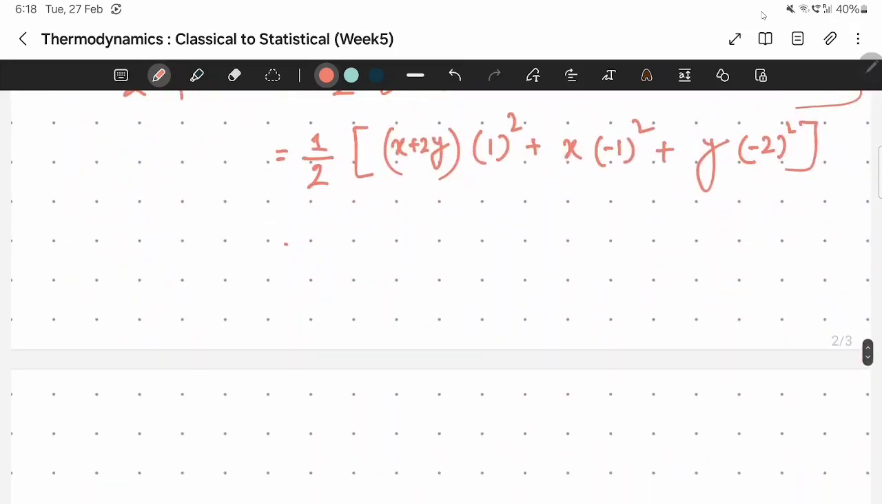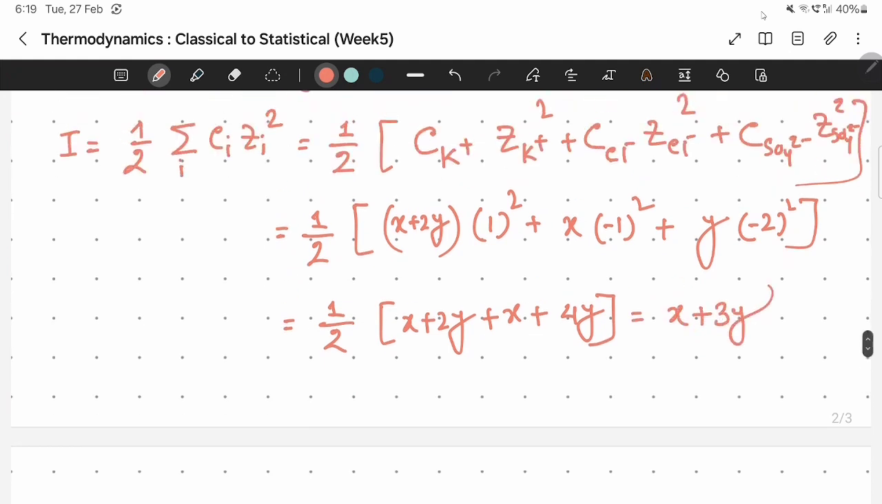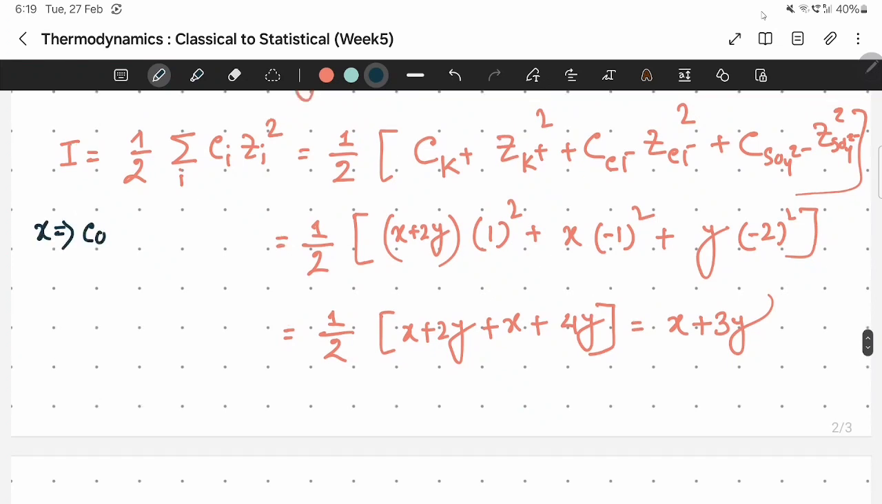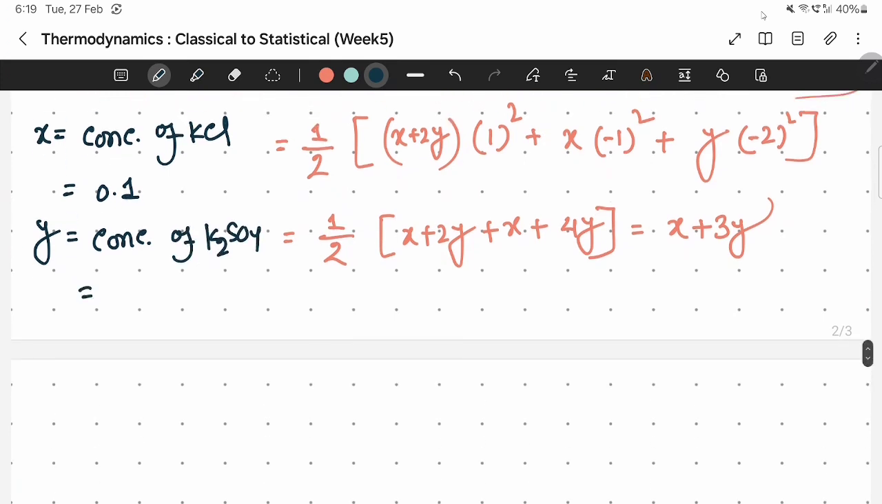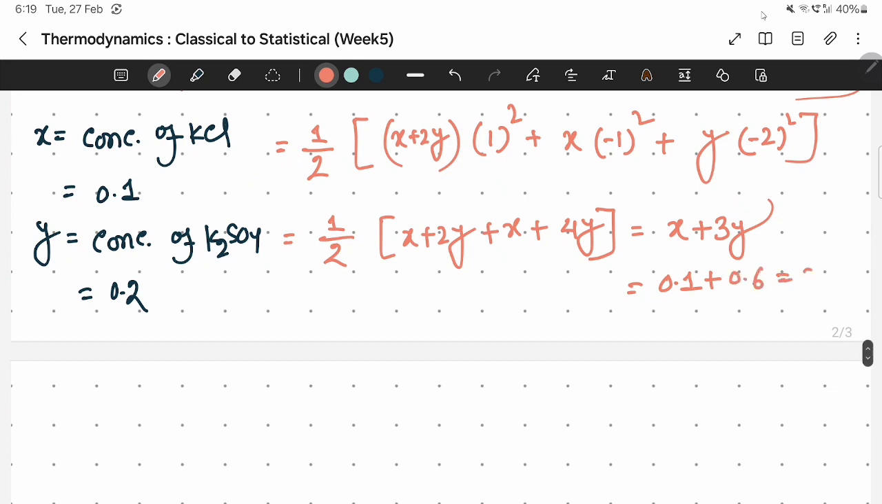Okay, so half into X plus 2y plus X plus 4y, so it is eventually X plus 3y. Now the X and Y: X is the concentration of KCl, which is given as 0.1, and Y is the concentration of K2SO4, and that is given as 0.2. So eventually you can write it 0.1 plus 0.6, so it should be 0.7.